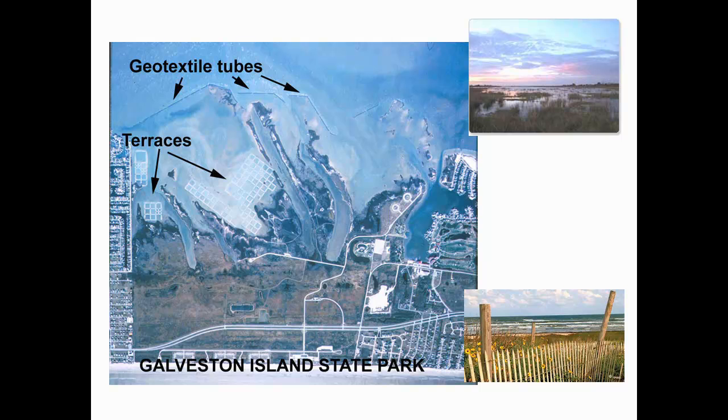Other attempts have been the construction of geotextile tubes a little bit offshore to serve kind of like breakwaters and minimize the impact of waves and currents along the coastline. We're going to stop and take a look at these structures on the field trip and see whether or not they're actually very effective.